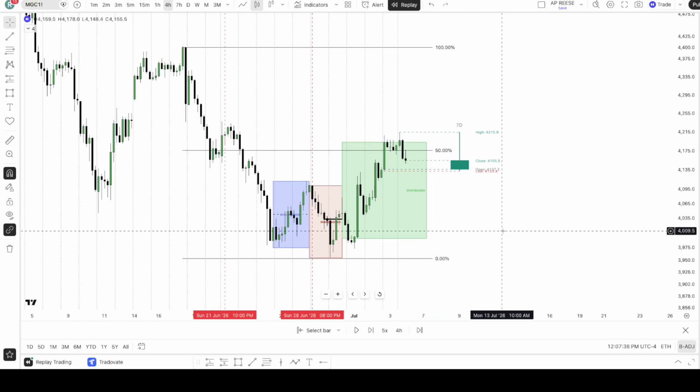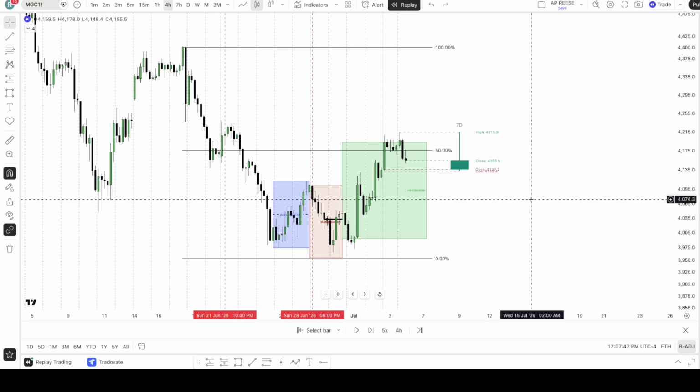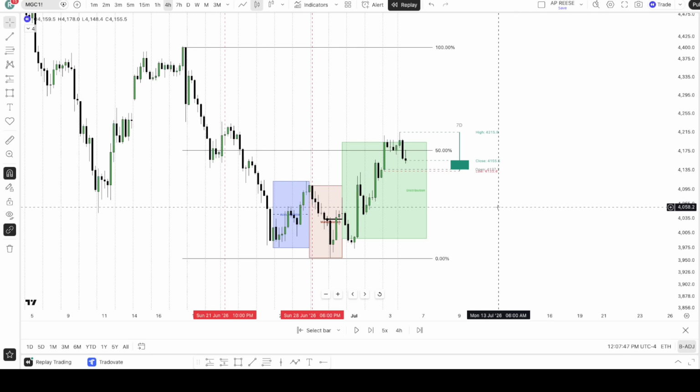This is why I told you guys that you want to build a story. You don't want to just trade patterns. You don't just want to trade a candle just because it's bullish. You want to actually dissect that candle and understand why this candle did what it did.